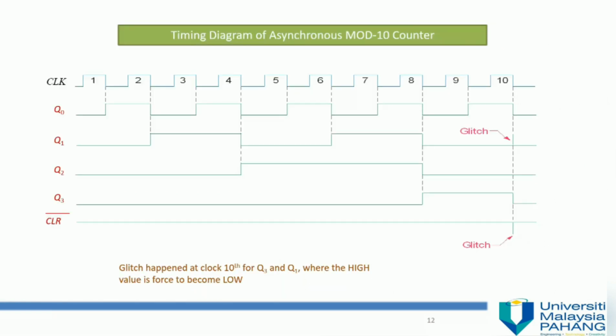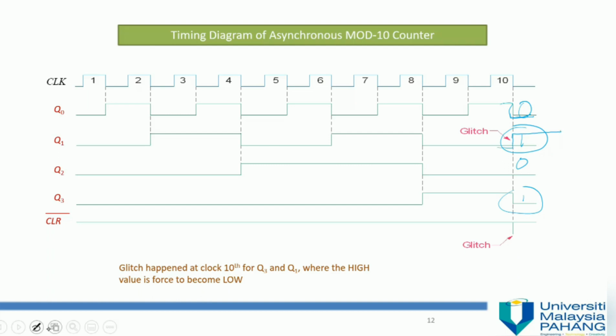Here is the timing diagram of the asynchronous mode 10 counter. We can see here a glitch happens at this area. At the 10th clock cycle, in the normal counting sequence, the value here should be 1010. So when we force Q3 and Q1 to become 0, there's no problem for Q0 to become 0 because originally it will go from 1 to 0. But for Q1, originally it should go to 1 here.